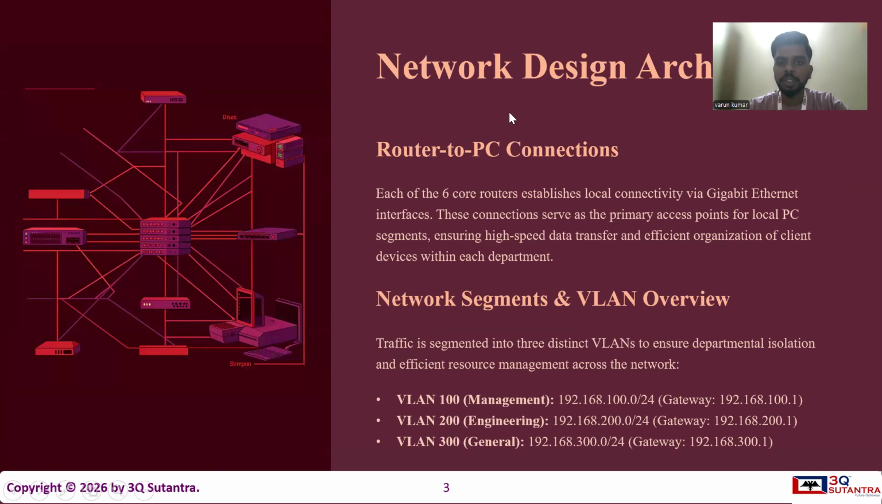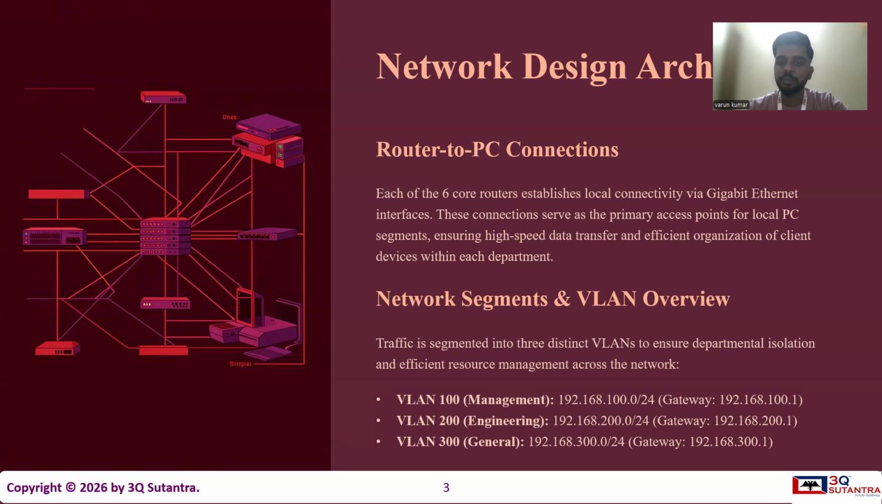This is the network design and architecture of the network. Router to PC connections: each of the six routers establishes local connectivity via Gigabit Ethernet interfaces. These connections serve as the primary access points for all local PC segments, ensuring high-speed data transfer and efficient organization for client devices within each department.